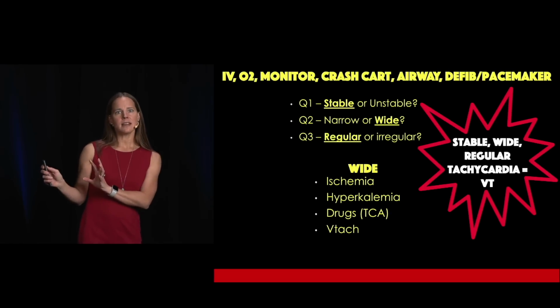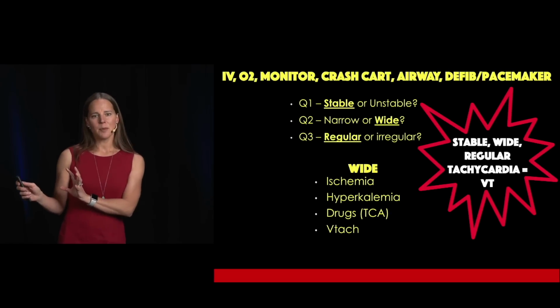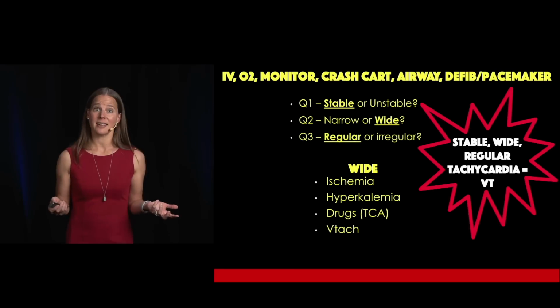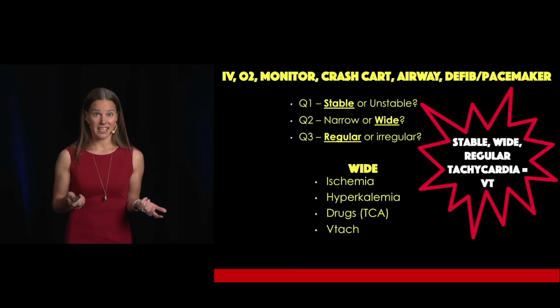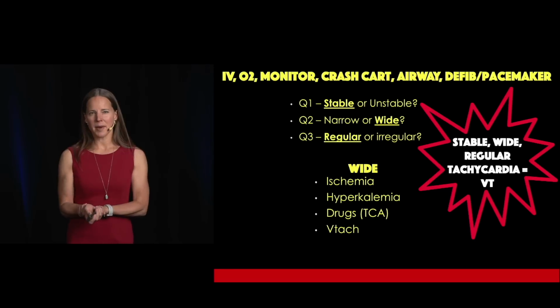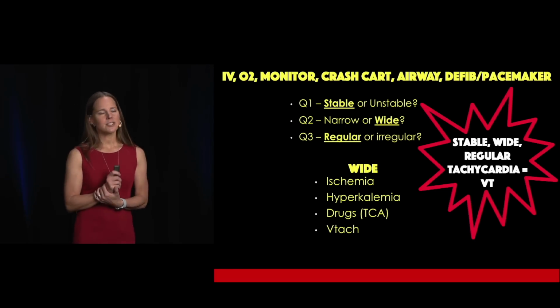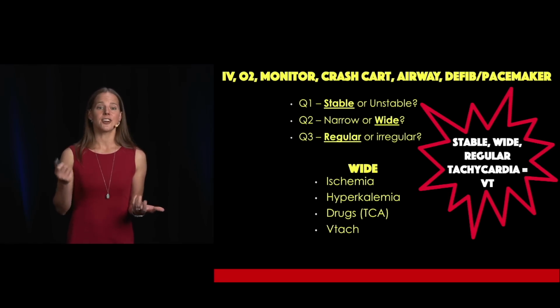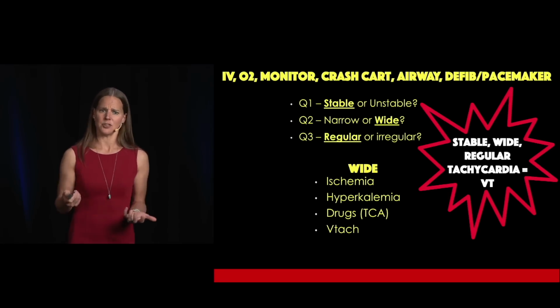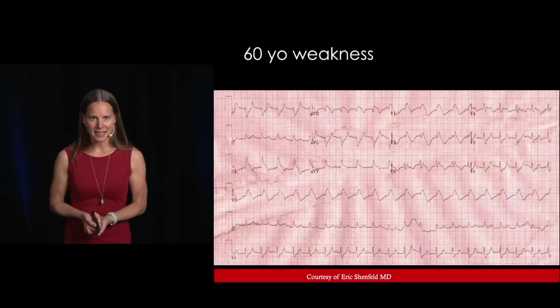It might be SVT with aberrancy, but you want to assume that it's VTAC, because around 80% of the time, it is going to be VTAC, and the other 20% it might be an SVT with aberrancy, but it's totally appropriate to just assume it's VTAC so you can get the patient cardiology, admission, and treatment. So let's go through some cases.